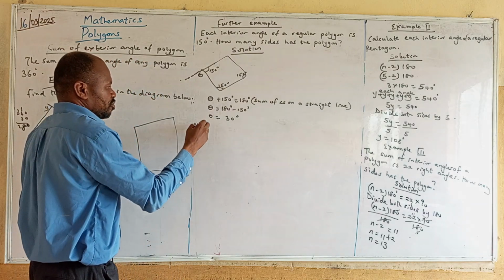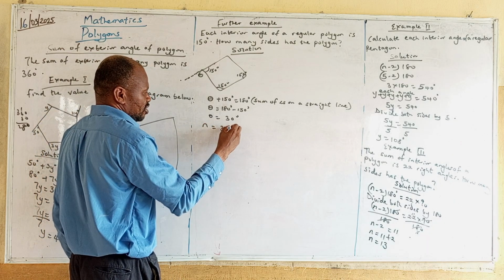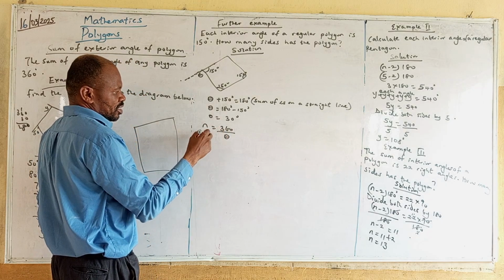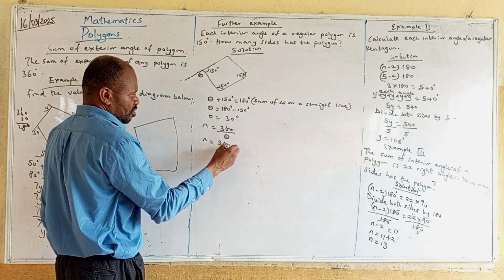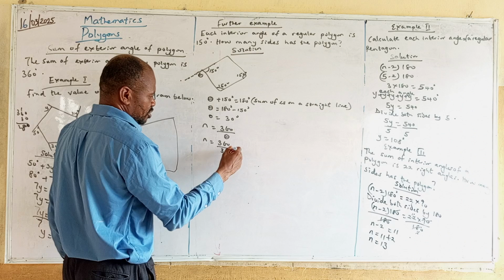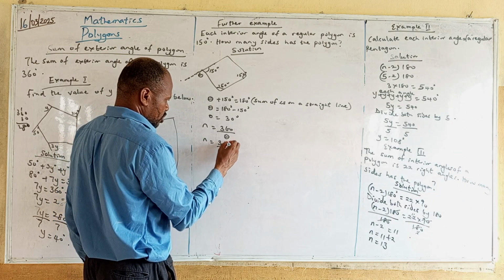Then don't forget the formula. N will now be 360 over theta, where theta is the exterior angle. So n is 360 over 30, and that is 12.